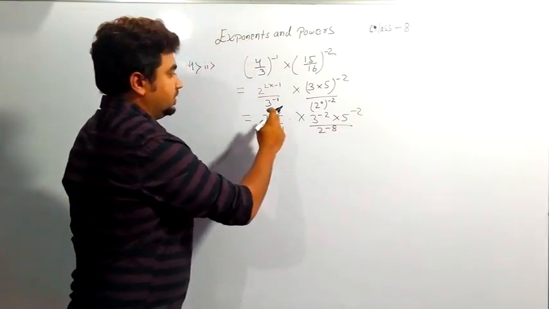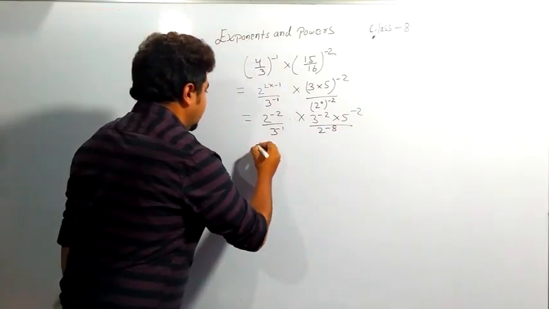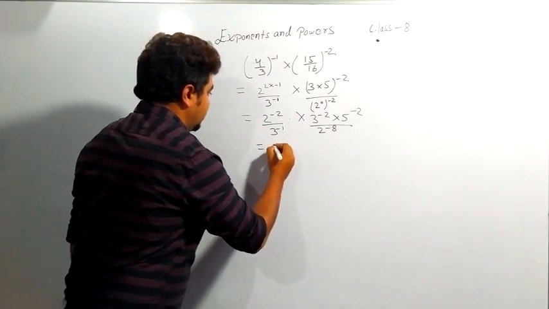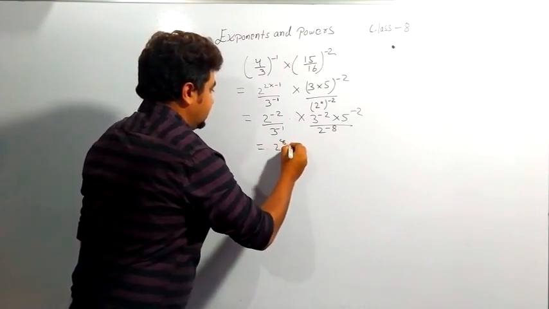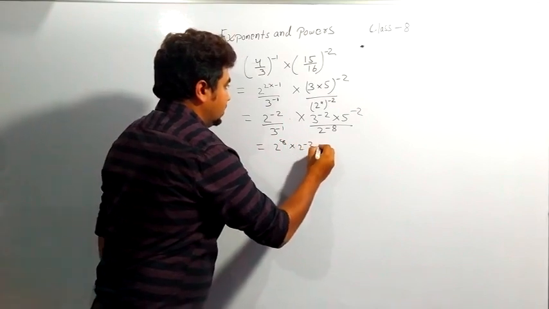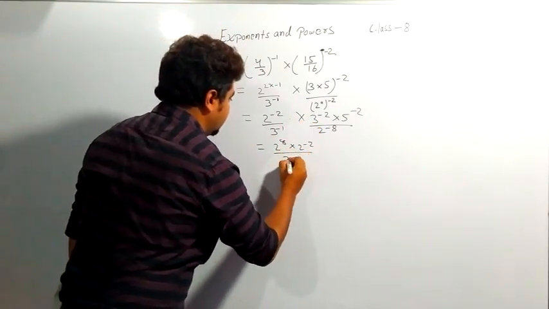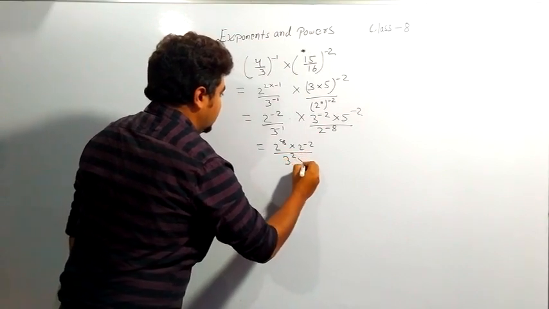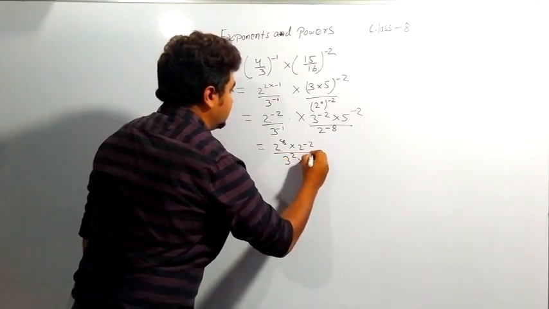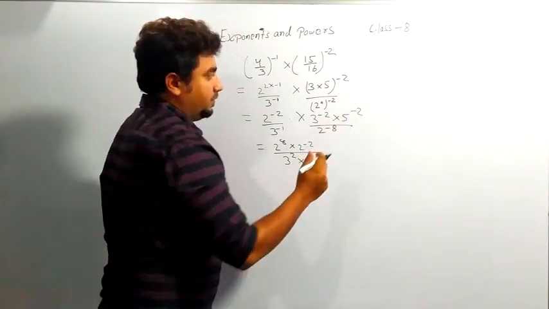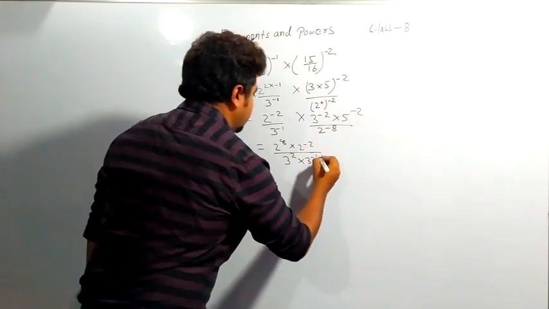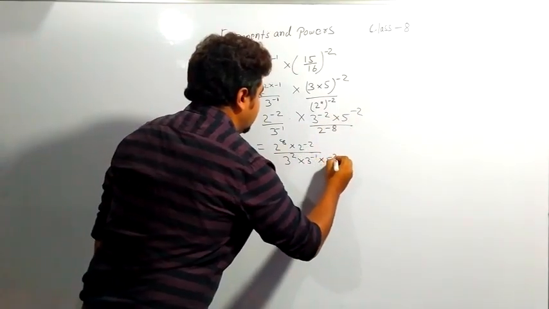We'll be taking this to the numerator, so it will become plus 2 to power 8 into 2 to power minus 2. 3 to power minus 2 we will take to the denominator, it will become 3 to power 2 into 3 to power minus 1. Again we can take 5 also to the denominator, it will become 5 to power 2.